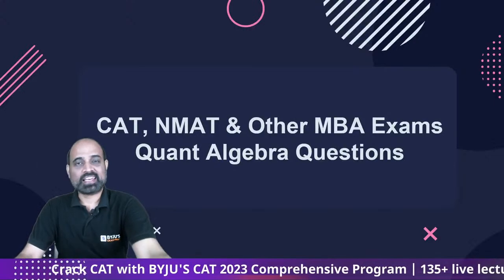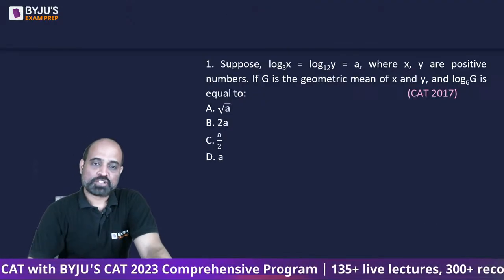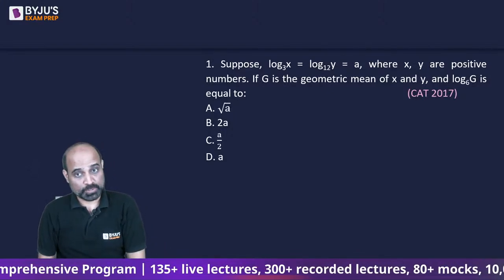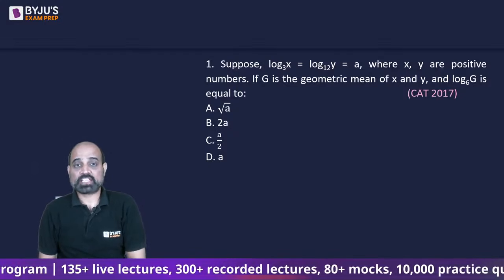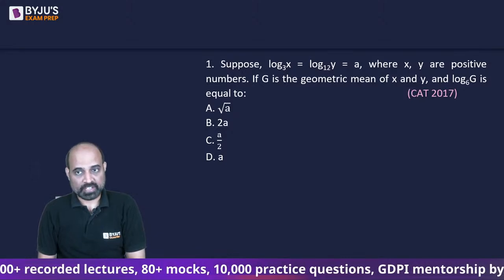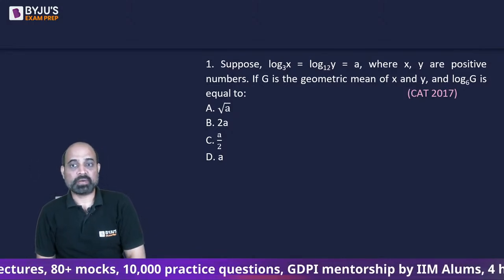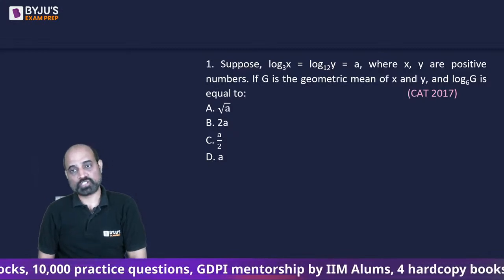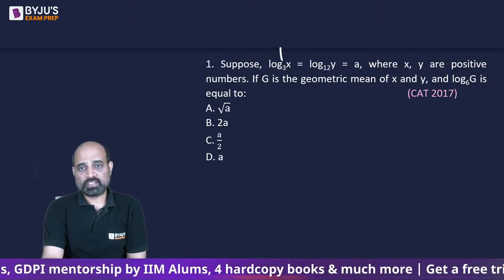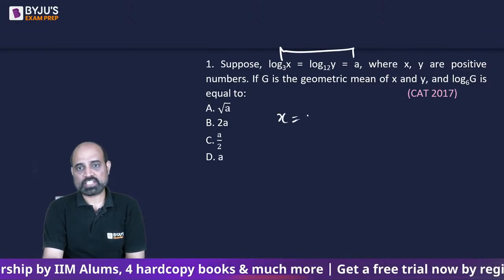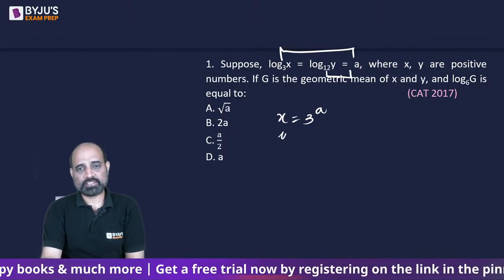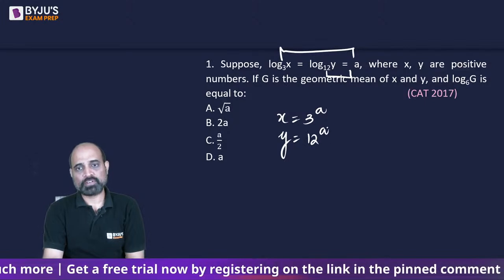Okay, so let's begin. The first question is: suppose log x to the base 3 is equal to log y to the base 12, which is equal to a, where x, y are positive numbers. If g is the geometric mean of x and y, and log g to the base 6 is equal to what? So this is what is asked. From the first one, can we say x is equal to 3 to the power a by removing log? And from the second equality, can we say y is equal to 12 to the power a?